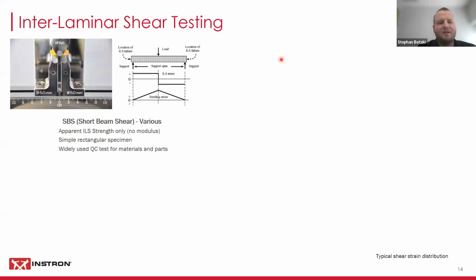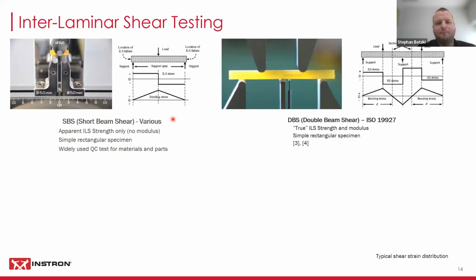So this is apparent ILSS strength only. You can't really do modulus determination with this. It's a very simple specimen though, and this is widely used for quality control on the materials. But you can see here in the force diagram, there are going to be some bending stresses initiated in the specimen as well.